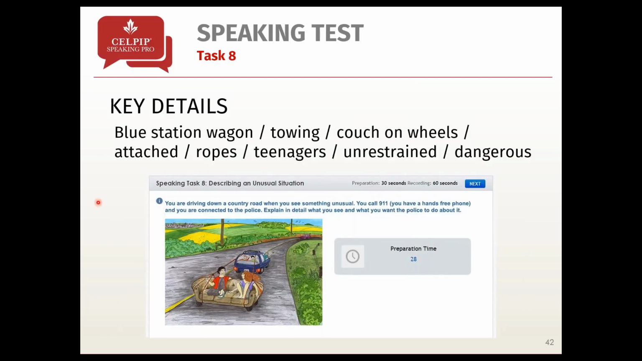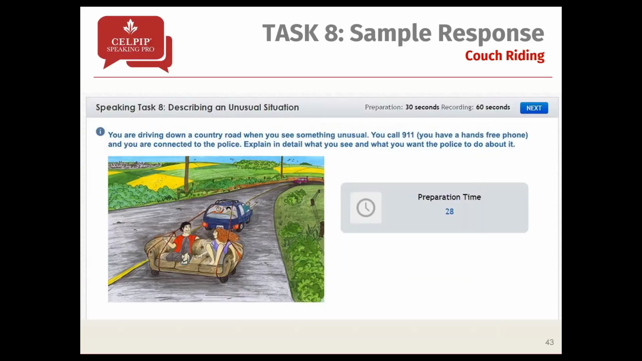So, for example, useful vocabulary here could be blue station wagon, towing, a couch or a sofa on wheels, attached, ropes, teenagers, unrestrained, dangerous. Okay, this is just a few examples of the type of wording that comes in handy. So that's where the challenge is, really. Okay. So let's have a listen to this test taker and see how they do with this one.